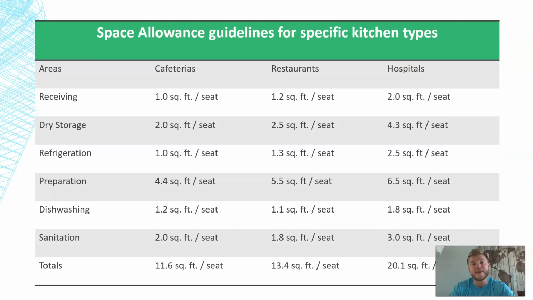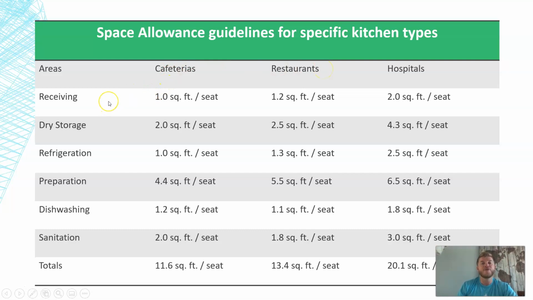So this is some space allowance guidelines for specific kitchen types. Now these are just to give you an idea, just to guide your design a little bit. You don't need to stay within this necessarily, but it is helpful anyways. So they break it down by cafeterias, restaurants, and hospitals. And the good way of looking at it, this is more like commercial, industrial. Obviously this is healthcare, and then just this is commercial customer.